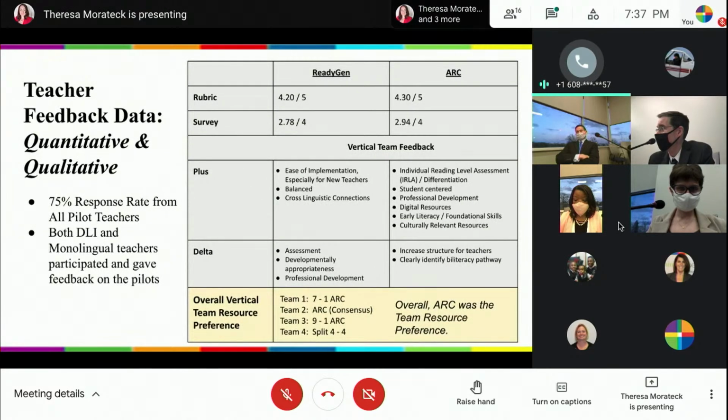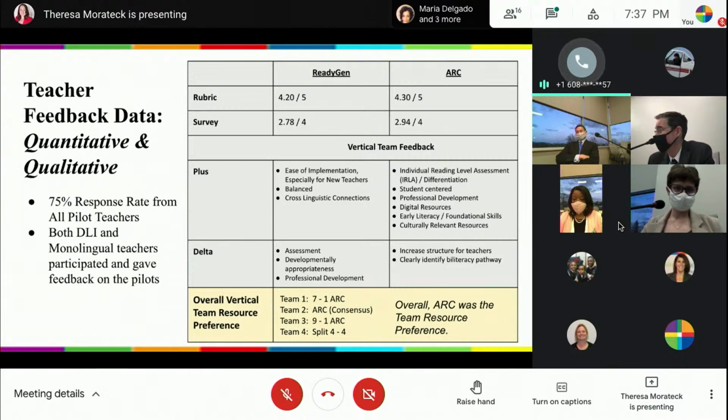And here's the data on those resources, the quantitative, those surveys, the qualitative, those vertical groups. We did a plus delta on both resources as well to get some more qualitative input from the staff. And really, it was a pretty overwhelming majority of the staff wanting the American Reading Company as the resource.